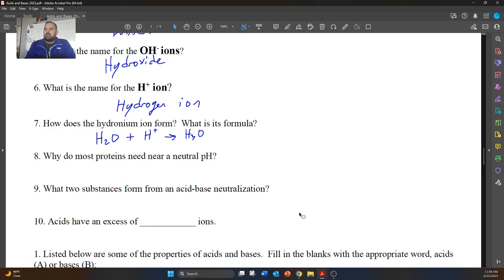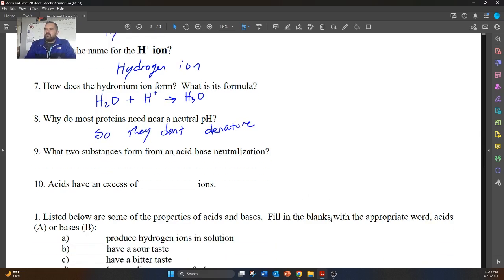Eight, right? Yes. Why do most proteins work near neutral pH? So they don't denature. All right, good. Next one. What two products form from an acid-base neutralization? Salt and water. All right, good.